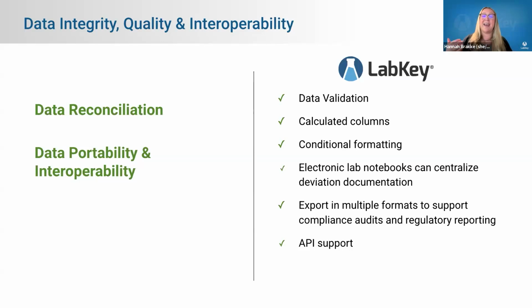as well as the conditional formatting. So again, putting that extra layer of highlighting on data that may be discrepant, that may need QC review or additional help. We've also had a number of customers use our electronic lab notebook functionality to help centralize their deviation documentation. So rather than having deviations outside of LabKey, they're using the ELN functionality to track those deviations as well as the Part 11 compliance signatures, things like that within the system.